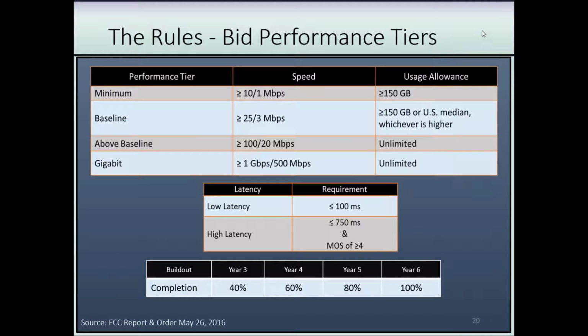There's a latency requirement. This was necessary to make sure that it was clearly understood that the money should go to services that can meet all of the modern interactive applications, such as the one that we're having at this particular moment. But there is a high latency category where it's more 750 milliseconds of latency, which would be for friends in the satellite delivery business.